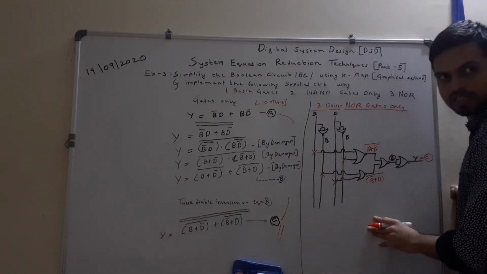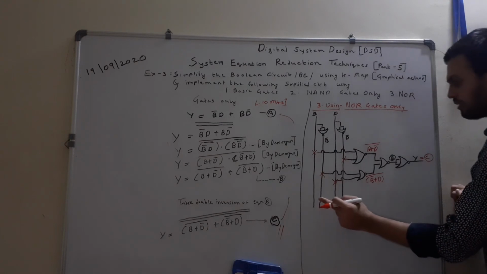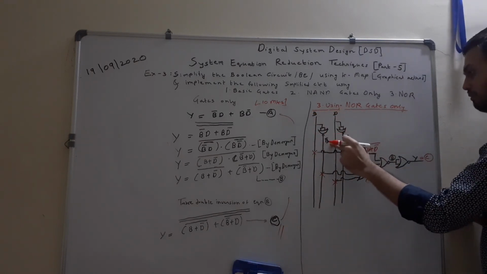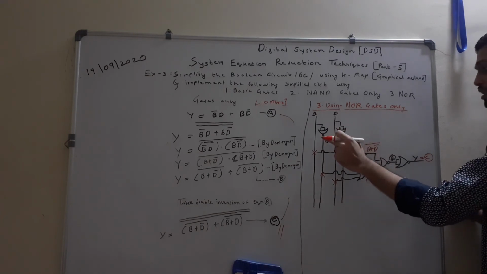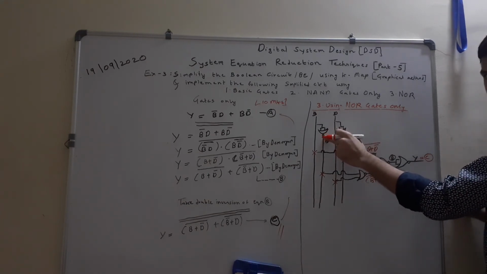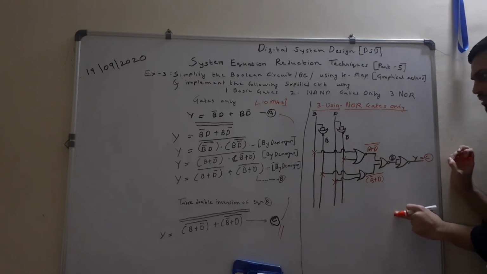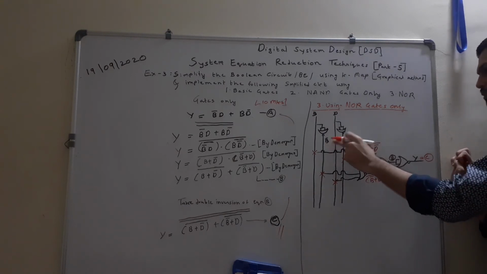Now we have to realize it using NOR gates. Have a look here. Here I have two input signals B and D. I have taken their complements also, B bar and D bar, by using NOT gates designed using NOR gates. We discussed how to design a NOT gate using NOR gates when we were discussing the universality of NOR gates. So this is B bar and D bar that I have obtained.